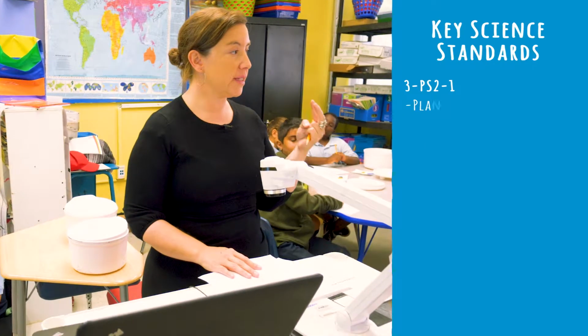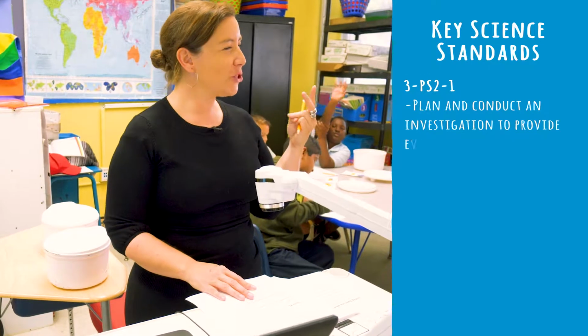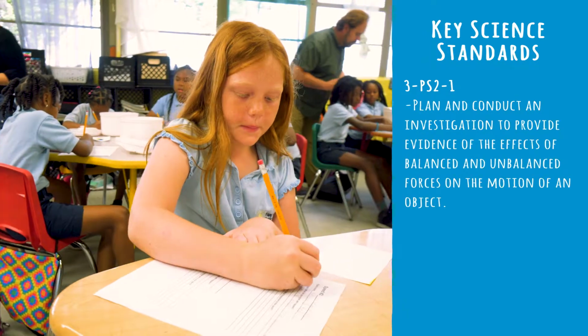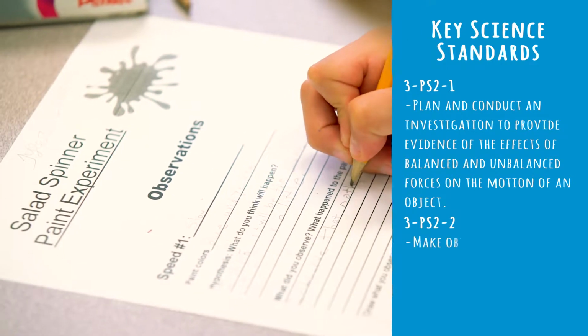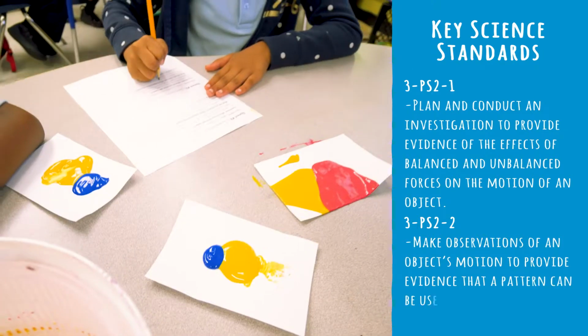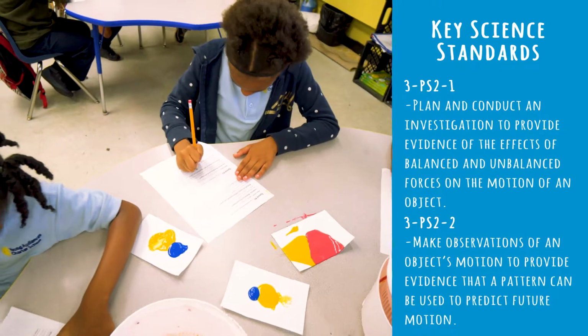Students will plan and conduct an investigation to provide evidence of the effects of balanced and unbalanced forces on the motion of an object. They'll also make observations and/or measurements of an object's motion to provide evidence that a pattern can be used to predict future motion.